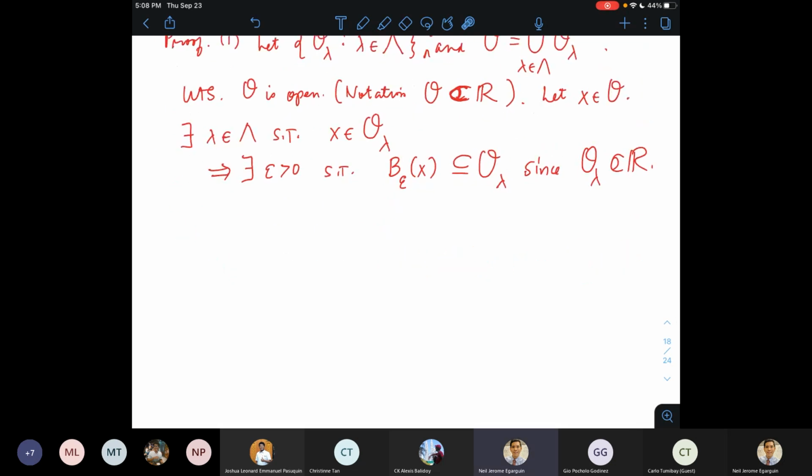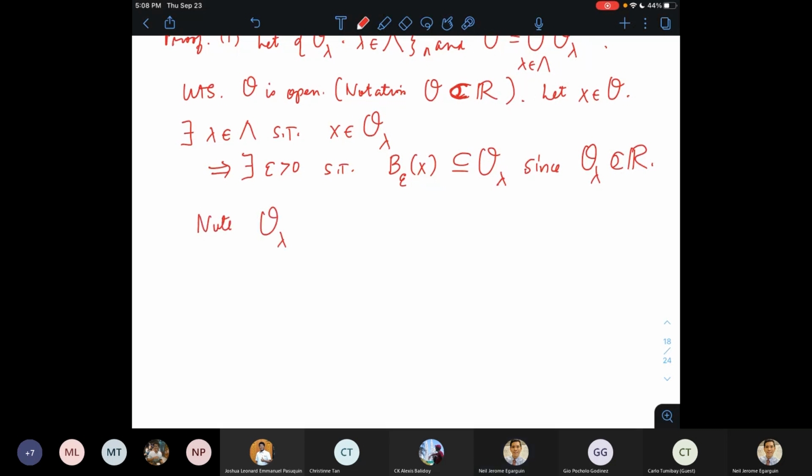Remember set theory? Okay. So note that yung set O sub lambda is a subset of the union. Tama? Kasi yung union, pinagsasama-sama lang natin lahat ng mga elements ng big O sub lambda. Okay? Mukhang dapat pala lambda prime yung ginamit ko dito, just to be consistent with notations.